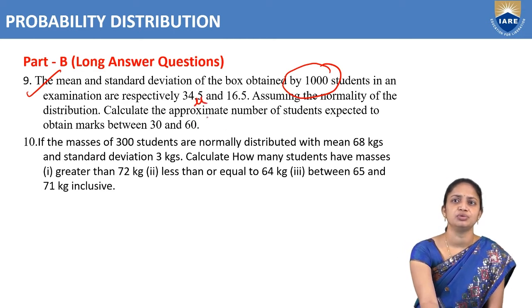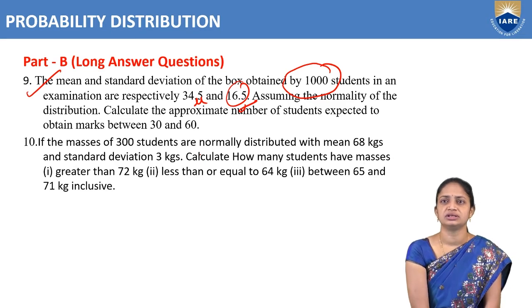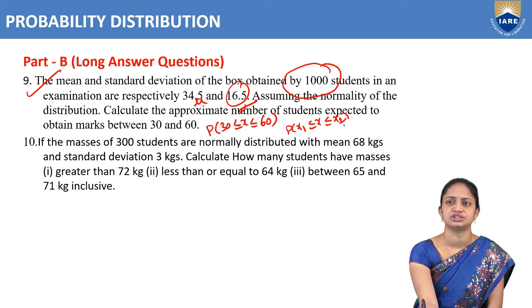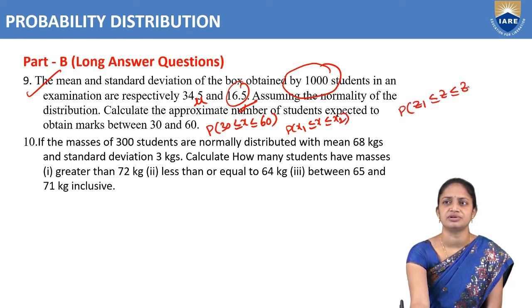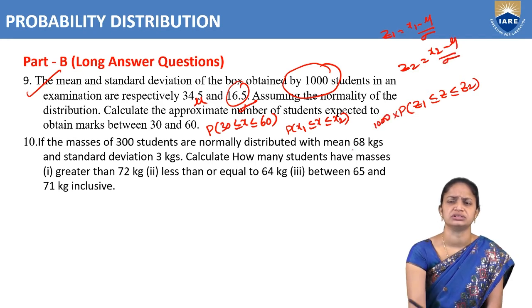Okay. So here mu equal to 34.5 and sigma equal to 16.5. So here also same, we need to calculate 30 less than or equal to x less than or equal to 60. So this will be in the form of x1 less than or equal to x less than or equal to x2. So after that, we need to calculate z1 less than or equal to z less than or equal to z2, where z1 equal to x1 minus mu by sigma and z2 equal to x2 minus mu by sigma. So after completion of this, we have to multiply with 1000.